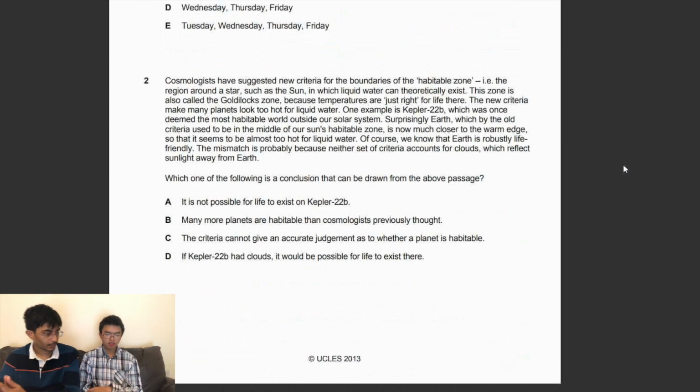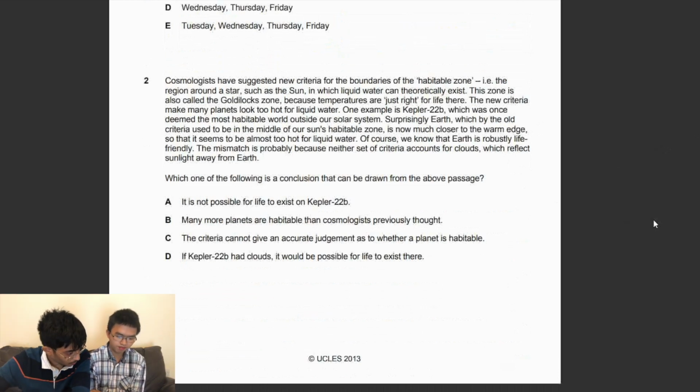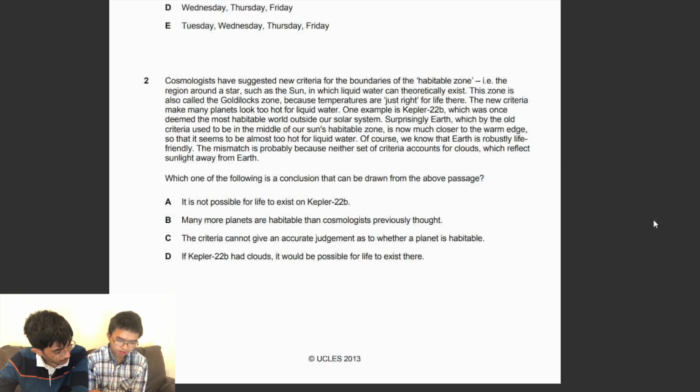I'll have a go at those long questions. Okay, so which one of the following is a conclusion that can be drawn from the above passage? These questions are annoying because it means I have to skim the whole passage. Great. So new criteria for the habitable zone. Goldilocks zone, okay. The new criteria make many planets look too hot for liquid water. Okay. One of these most habitable.